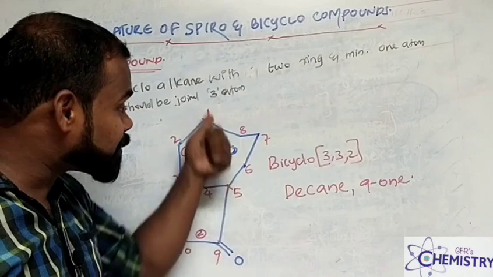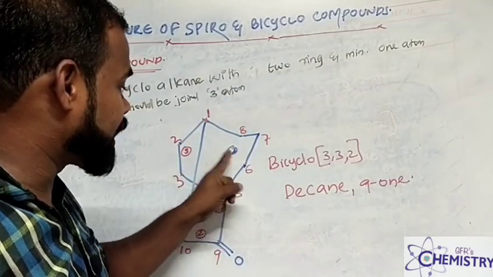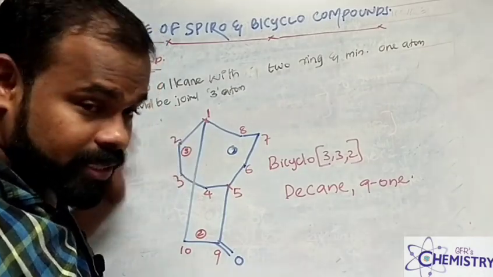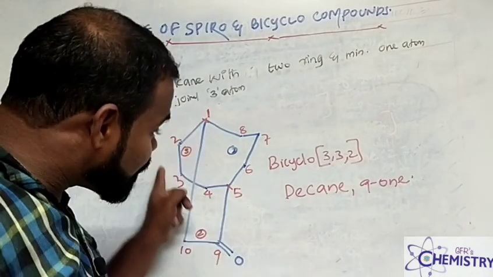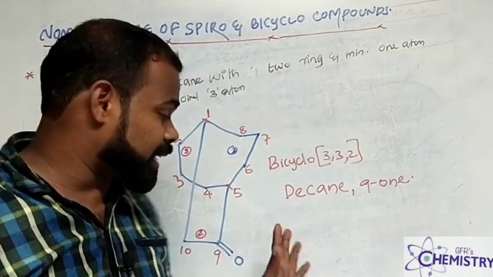Except the bridge, how many carbons are there in total? Here 1, 2, 3. 3 noticed. Here 1, 2, 3. 3 noticed. Here 2 only. So along with the biggest chain, numbering should go along the biggest chain. Don't consider the functional group there.